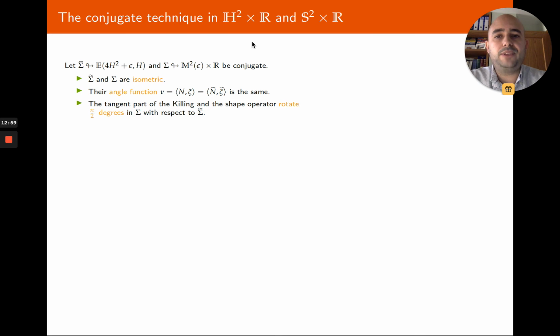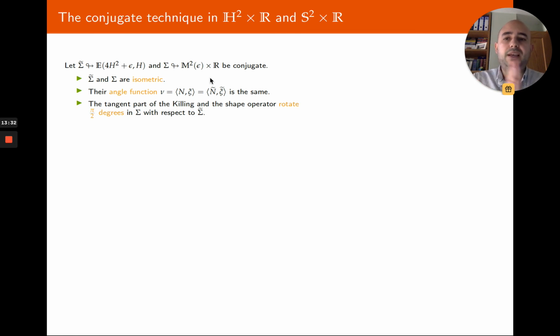I here have written H2 cross R and S2 cross R, but this is also okay and reduces to the classical setting in R3. So if we take two conjugate surfaces, a minimal surface in the Berger sphere, or in any other Kappa-Tau space, and the corresponding H surface in the product space, both of them are isometric. This means that they are isometric immersions of the same Riemannian surface into the two spaces.